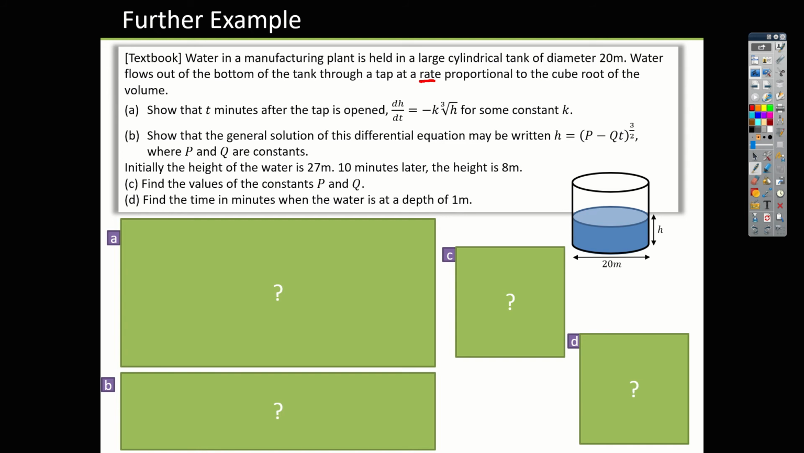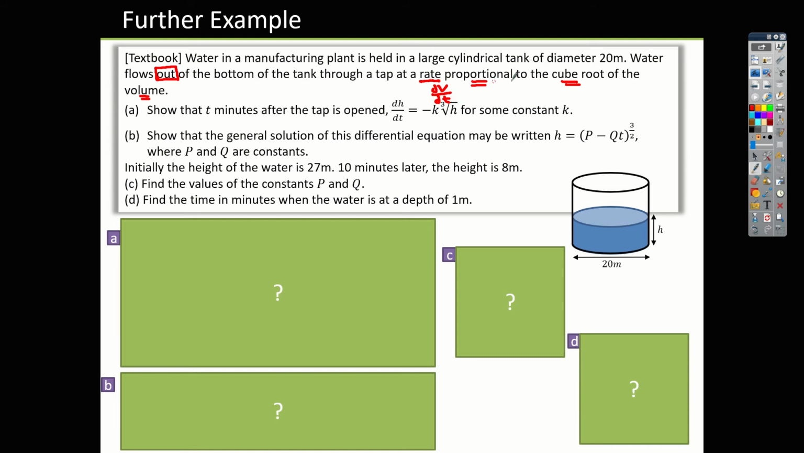So I'm going to highlight rate, which is going to give me the rate of water flow, which is going to be dV by dt. And this time we're proportional to the cube root of the volume. Again, by default, we're talking about direct proportion, and this time our volume is being cube rooted as well. Also, the water's flowing out. That's also important. So if the water's flowing out, then this rate of water is going to be negative because of the decrease in the water as it comes out.